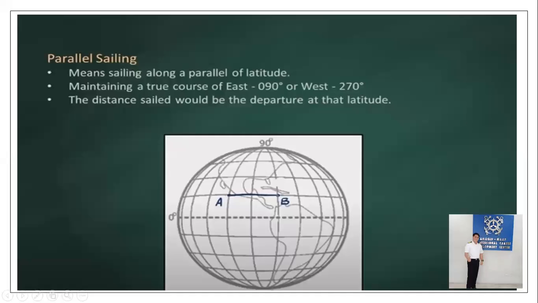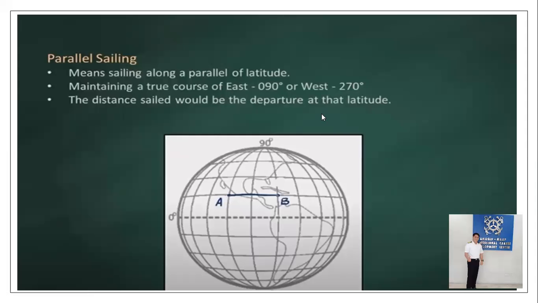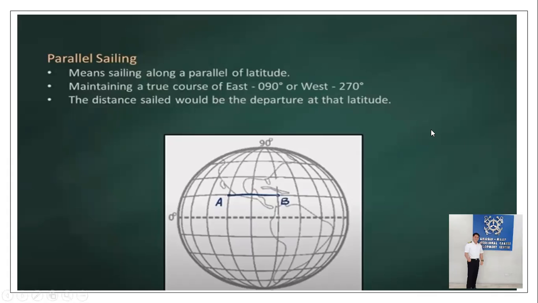Okay, parallel sailing means sailing along a parallel of latitude. So, parallel sailing means you will be sailing along a parallel of latitude. Now, if you see on the diagram, there's a point A and then point B.